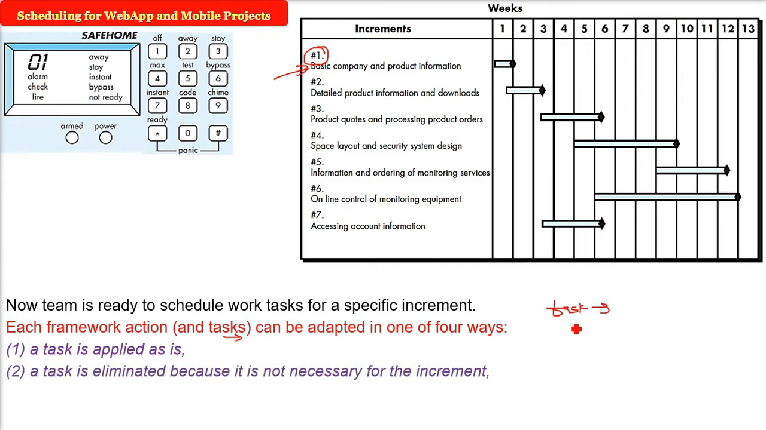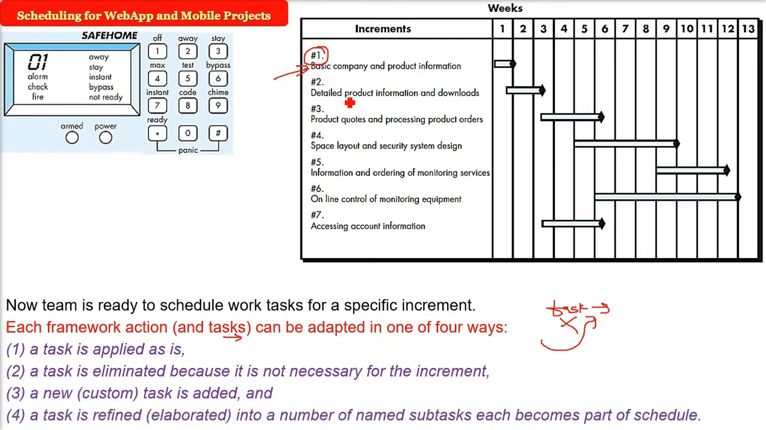You can see the task and say, no, this is not required for this increment, and you just eliminate it. There may be some new task you want to add, so a new or a custom task is added. Or the task is refined into a number of subtasks. That is, you see the task is very big and we can divide it into subtasks. So this becomes a part of the schedule. So these are the ways you can choose the tasks and discuss about the tasks.